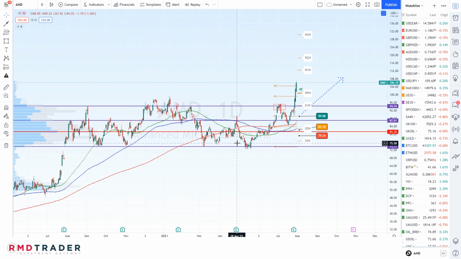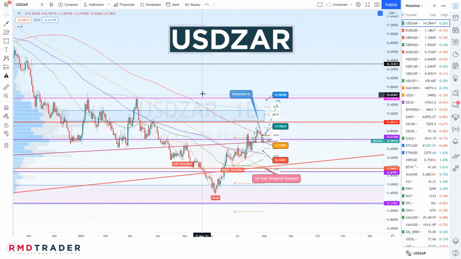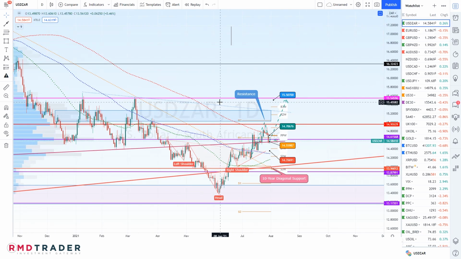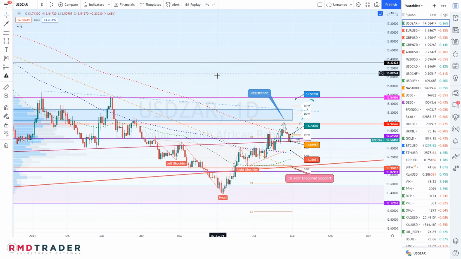So what I'd like to do is go through my usual watch list, starting with the US dollar to South African rand, and just show you how I've previously identified setups and how I currently view these setups as potential opportunities going forward.